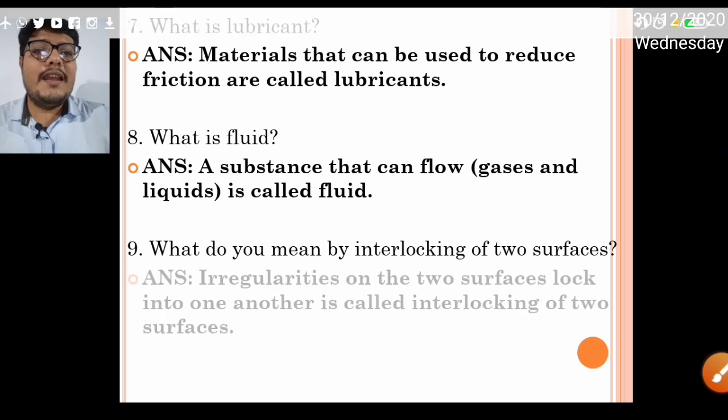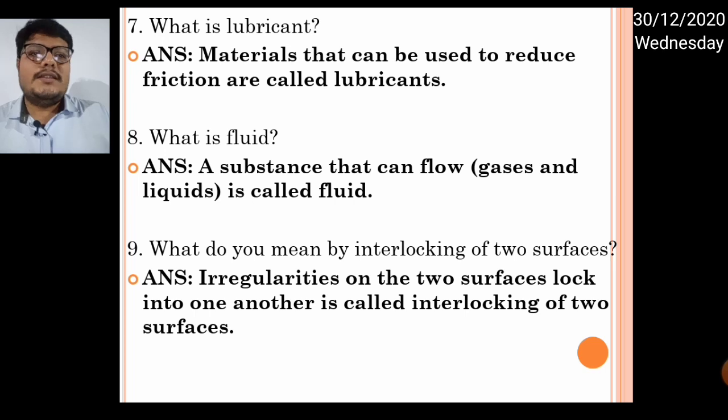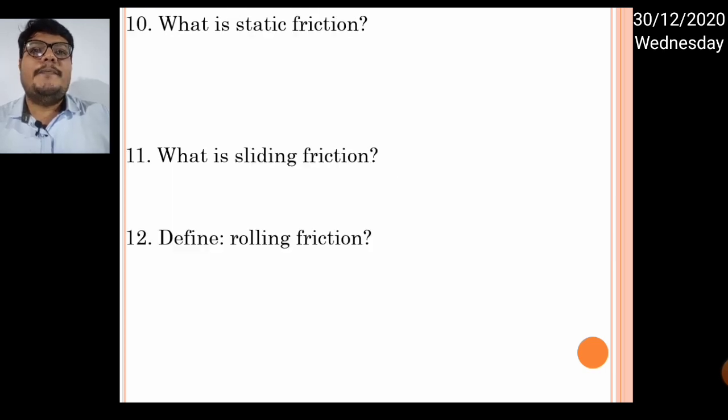But how will we write it? See here, irregularities on the two surfaces lock into one another, right? Pits and spikes get interlocked on the two surfaces. That is known as interlocking of two surfaces. Okay, now see number 10 here.